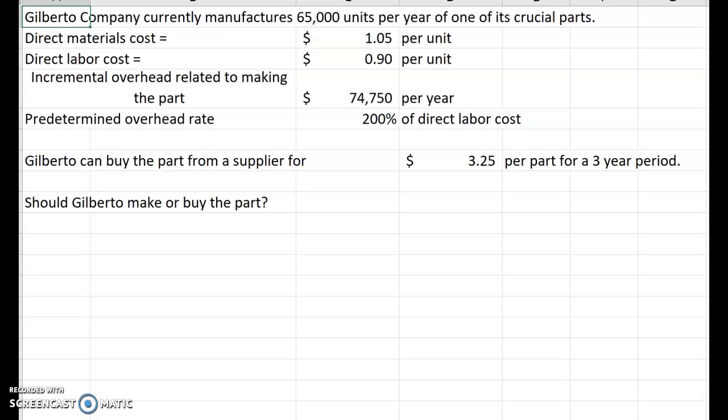Here's an example of the make or buy decision. So we have a company that is currently making 65,000 parts that it needs. We can see the direct materials costs, the direct labor costs, the incremental overhead. So this is the overhead that's incurred to make this specific part. Here we're told the predetermined overhead rate that's used to allocate overhead to products.